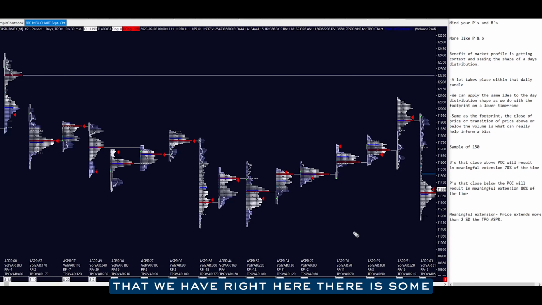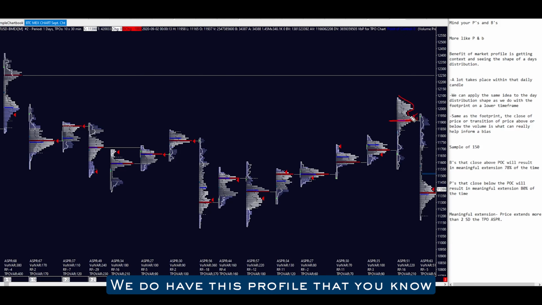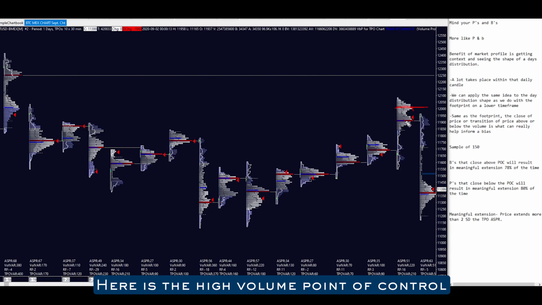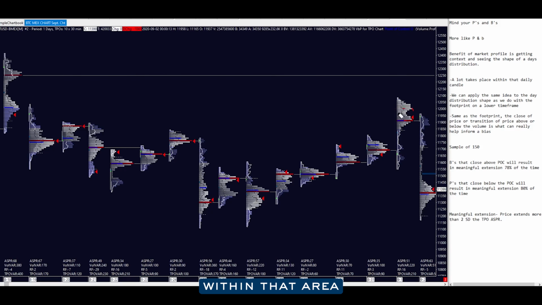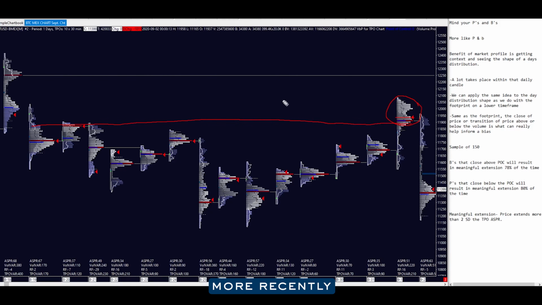Now again, 24-hour market. So let's say, in this example that we have right here, there is a little bit of discretion you're applying, right? Because, hey, this is the point of control. Yeah, we close above it. But we do have this profile that, if not for one tick setting maybe, this could be the point of control, right? This is just a hair off of being the point of control. Here's the high volume point of control. Here is the next highest volume node within that area. So I think the idea that you want to consider is, okay, so clearly most of the activity is up here. Contextually, this is above an area that has acted as resistance more recently.